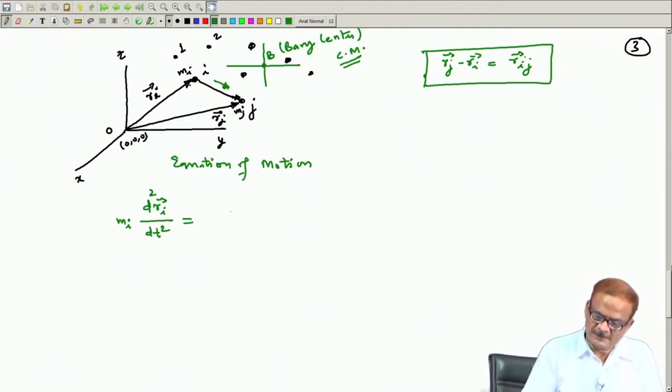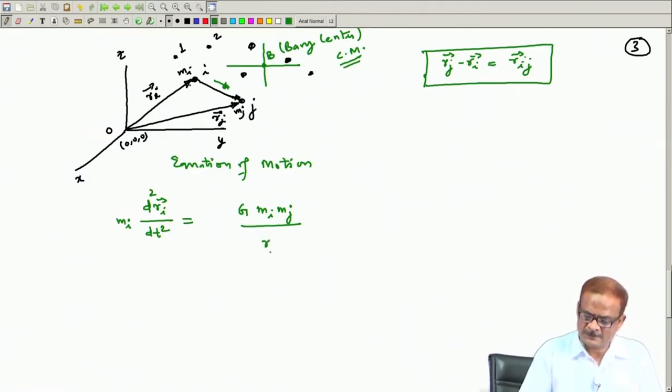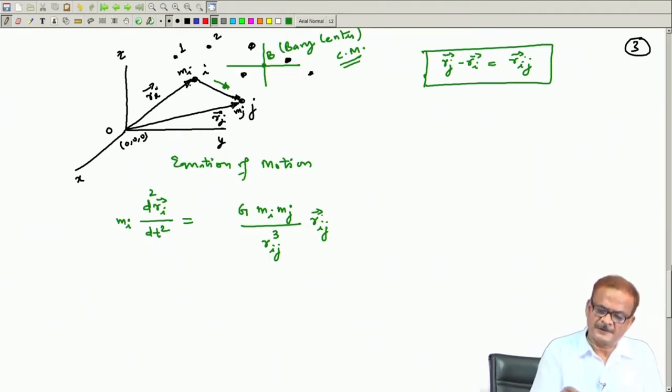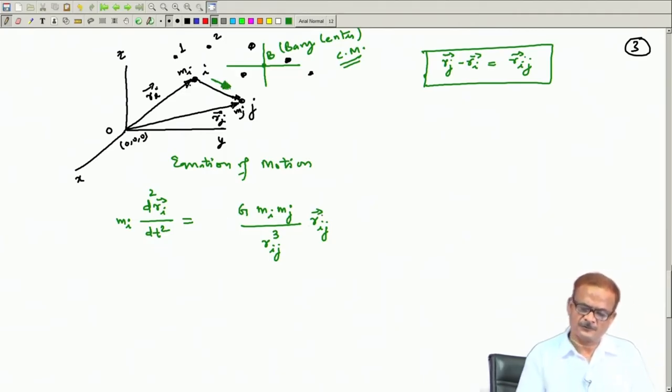So, here in this case, what is the force acting on the particle i due to the j-th particle? This will be m_i times m_j multiplied by the universal gravitational constant, divided by the distance between these two point particles, r_ij whole cube, and it acts in the direction r_ij, directed along the arrow as it is shown.